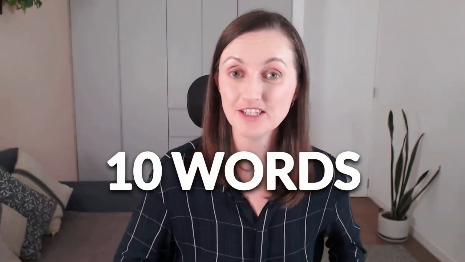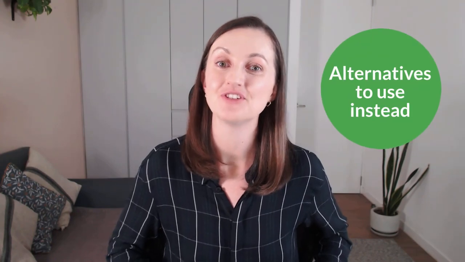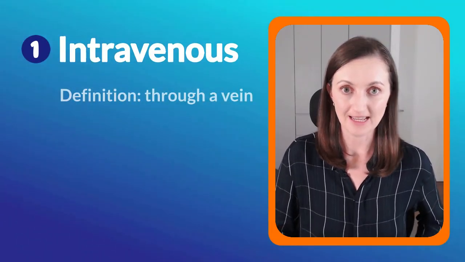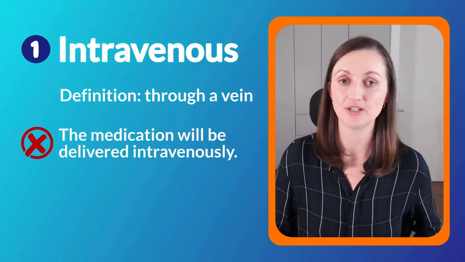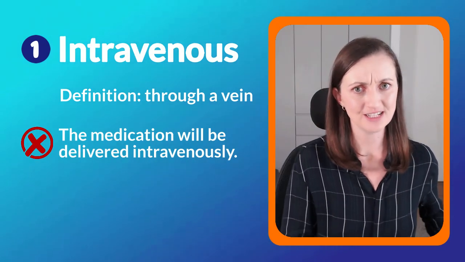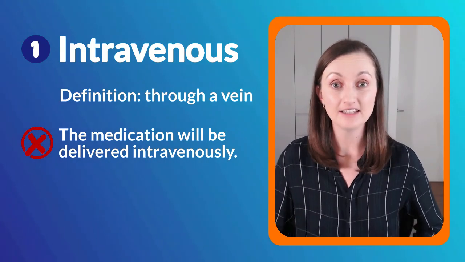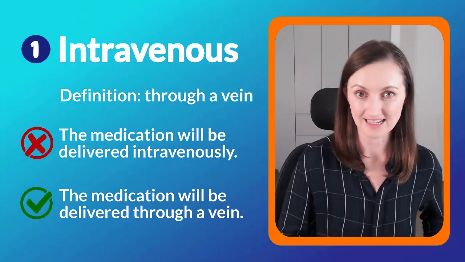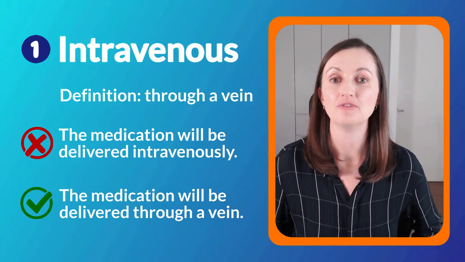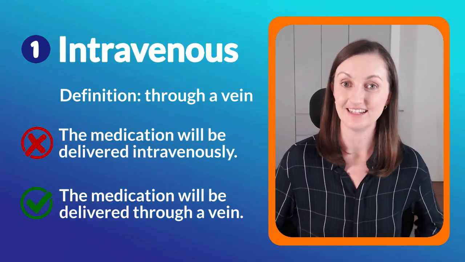So here are 10 words that you should absolutely avoid in the OET roleplay with alternatives to use instead. Number 1 is intravenous, meaning through a vein. So instead of saying to a patient that the medication they're going to receive will be delivered intravenously, or saying that it is intravenous medication, instead you can simply say the medication will be delivered through a vein. This is the first example of using layman's terms for your patient or caregiver so they can understand.